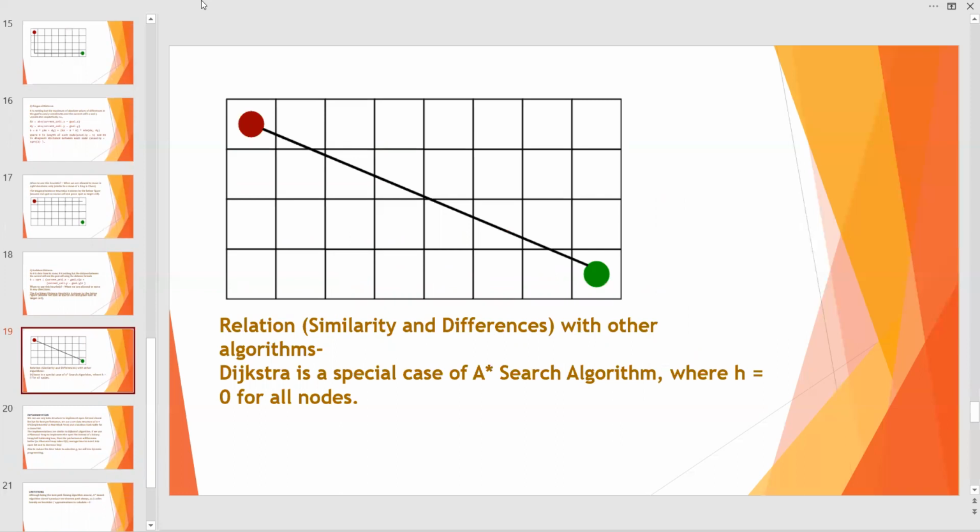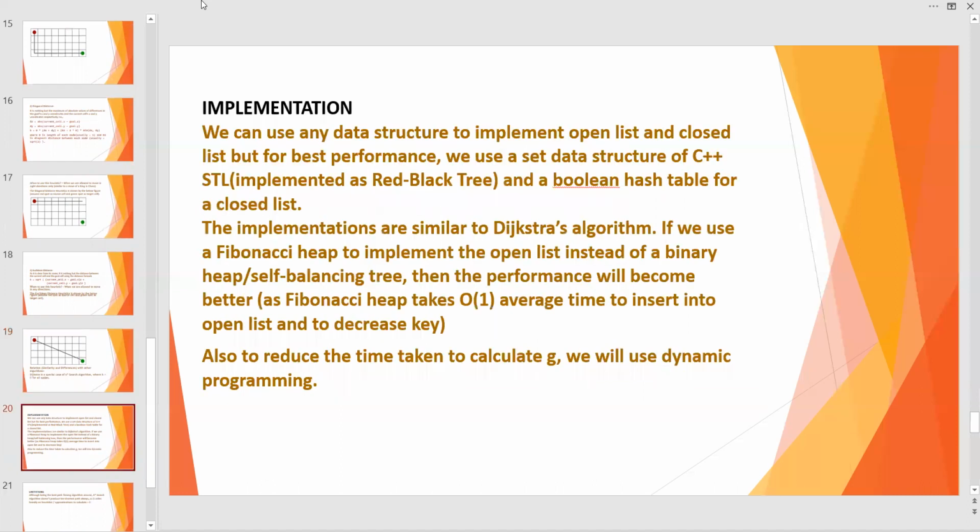Relation with other algorithms: Dijkstra's is a special case of the A* search algorithm where h equals 0 for all nodes. Implementation: we can use any data structure to implement the open list and closed list, but for the best performance, we use a set data structure of C++ STL. The implementation is similar to Dijkstra's algorithm.